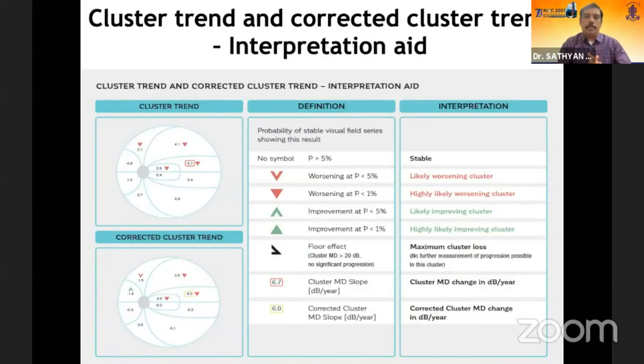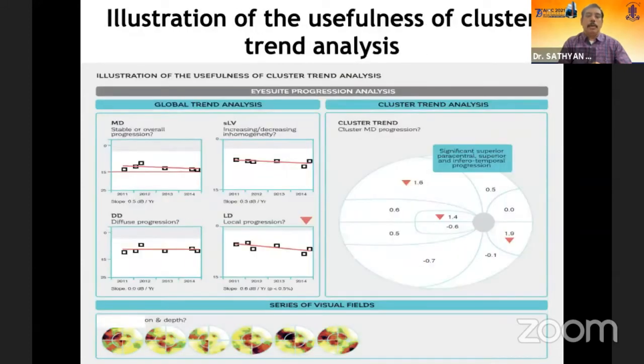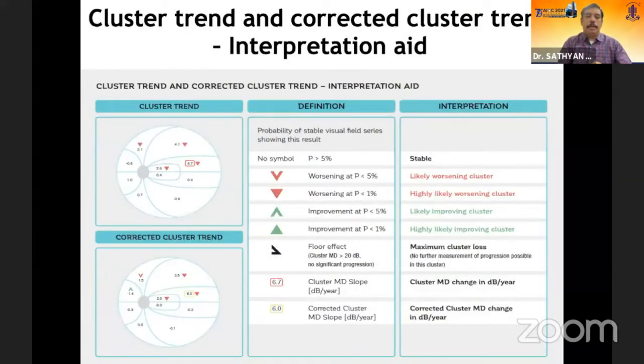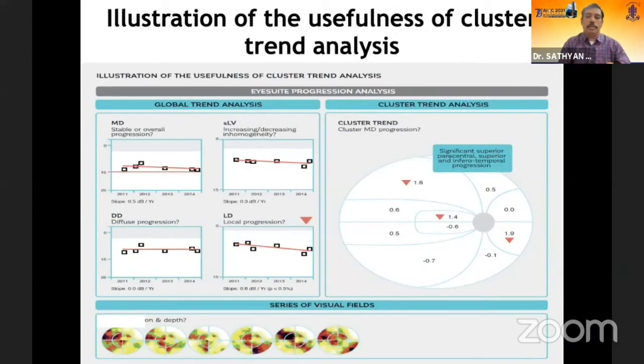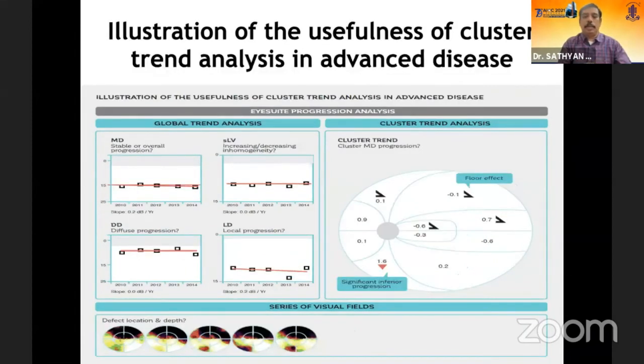So as Dr. Rangaraj was mentioning, the cluster trend analysis, and also we have the corrected cluster trend analysis, shows in a similar way that you have one area of the cluster, that is the RNFL, you can see here, and you can see where the defect is. If it is closer to the macula, or if it is in the central 10 degrees, then you should treat this patient much more aggressively than those without that area being affected. So that gives us a lot of idea whether to treat aggressively or just go as it is. If there is no change, fine, we can go as it is.